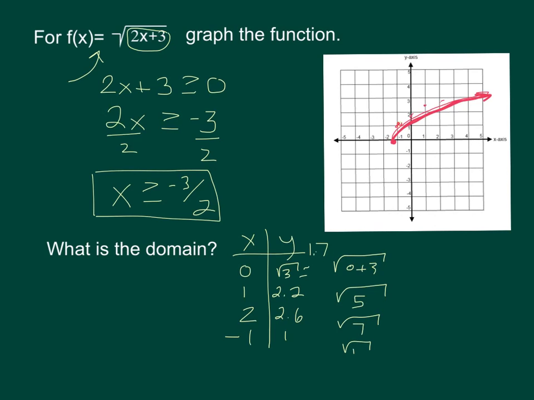So my domain is all x values. So I'm looking at my x-axis here, and I'm saying, when do I start having values? And it turns out right here, this is x equals negative 3/2, and we're going to have x values from then on. So my domain is going to be negative 3/2 up to infinity.